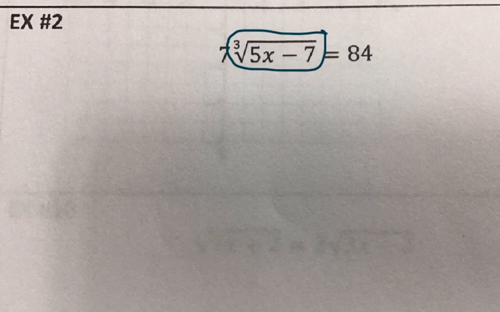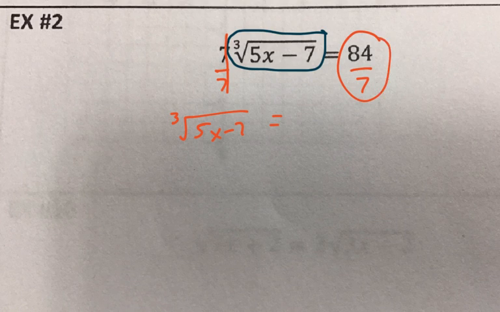So the first thing I'm going to do here is divide both sides by 7, because 7 divided by 7 is 1. And notice my cube root is now by itself. Now 84 divided by 7 is 12. 7 times 12 is 84, right?